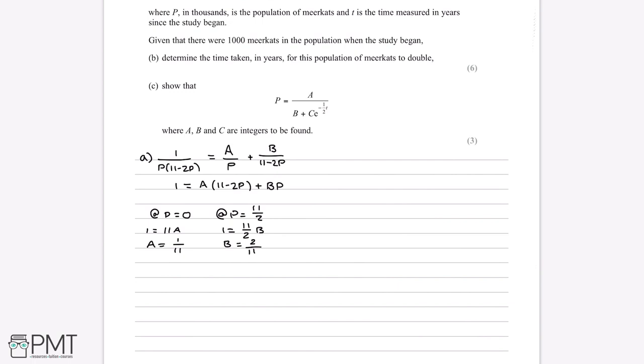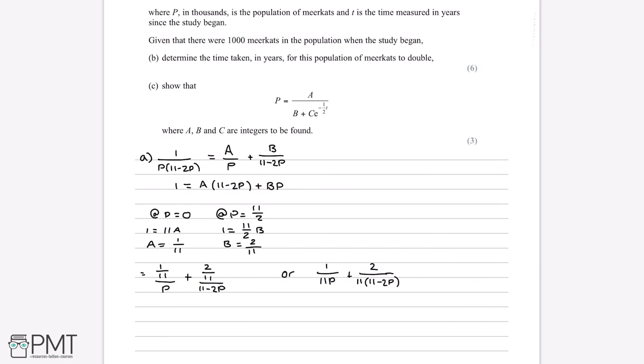We can write it one of two ways. The first way, and the way that I'll do it, is that if A is 1 over 11, we have A over p, and then B is 2 over 11, so we have B over 11 minus 2p. Another way you can write it is that the two 11s on the bottom here can actually be brought down to the denominator of the fraction, so we could have written it as 1 over 11p plus 2 over 11 multiplied by 11 minus 2p, but they are equivalent, so you could have written it either way.